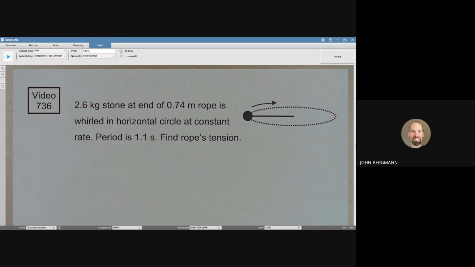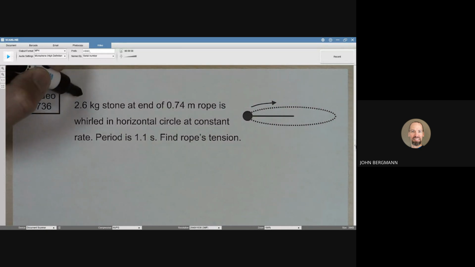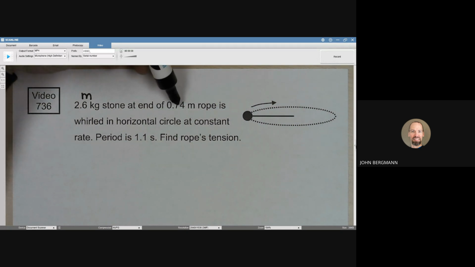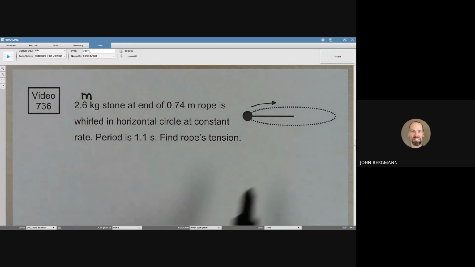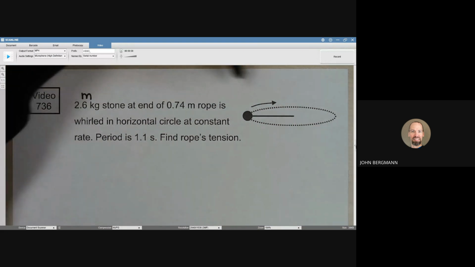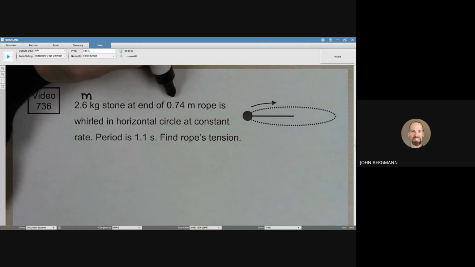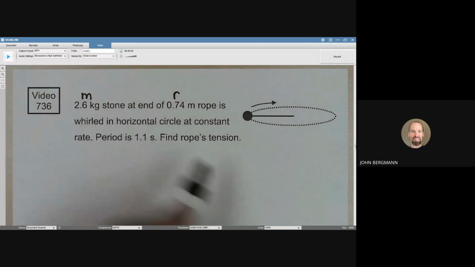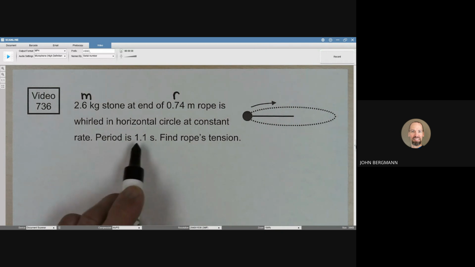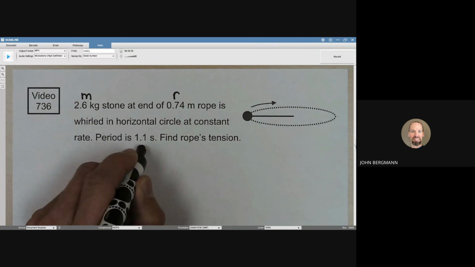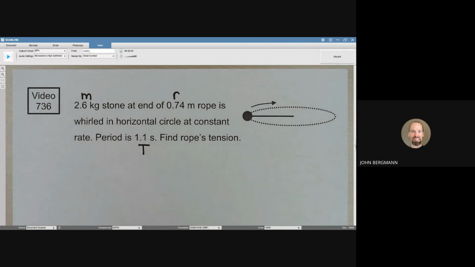Here we have a 2.6 kilogram stone, so that is obviously a mass, at the end of a 0.74 meter rope. If we look at the picture here, that 0.74 meters is the value of r, isn't it, for our stone that's being whirled in a horizontal circle at a constant rate. The period is 1.1 seconds. Period is symbolized by capital T, we know. And what we want to know is, what's the tension in the rope?